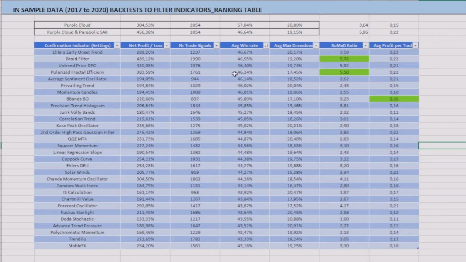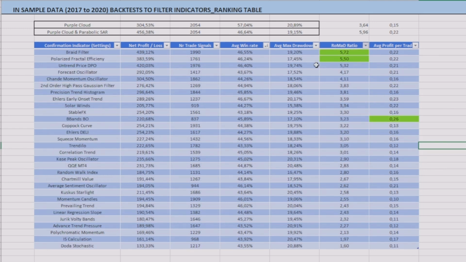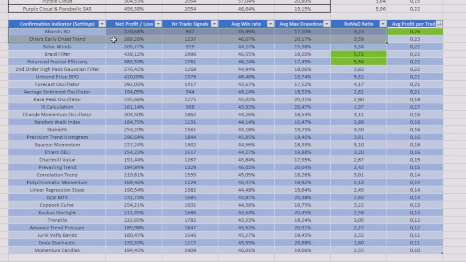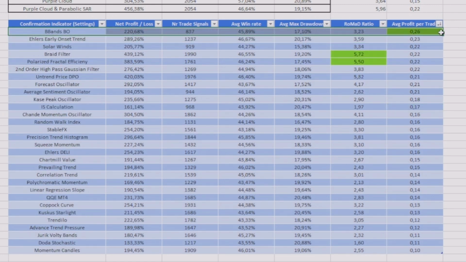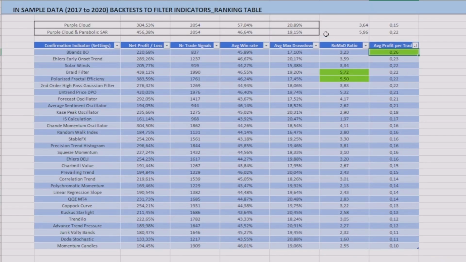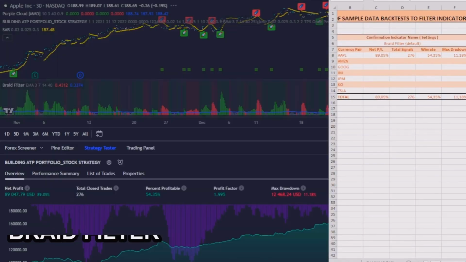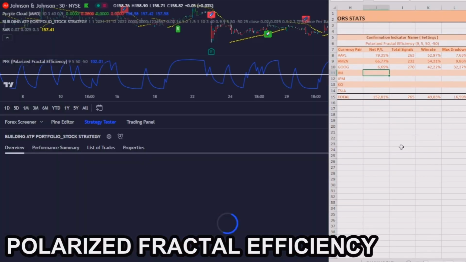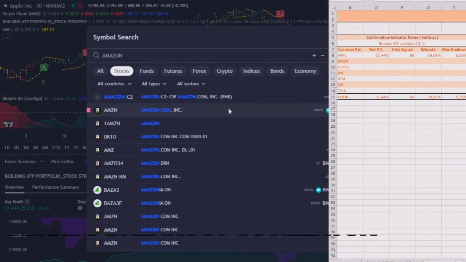And after analyzing carefully each stat, I selected the bright filter and the polarized fractal efficiency indicators due to their win rates and return over max drawdown ratios, and then I also selected the Bollinger Bands Breakout Oscillator due to being the indicator that more increased the average profit per trade. So now, to find which one out of these 3 indicators is the most consistent, I'm going to apply them to the same 7 stocks but on my out-of-sample data. This will be a faster backtest.